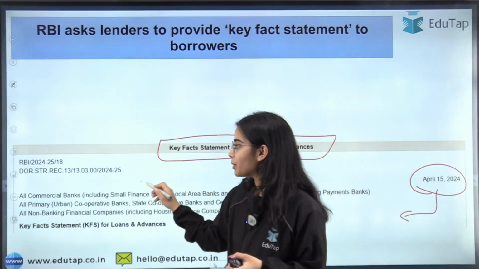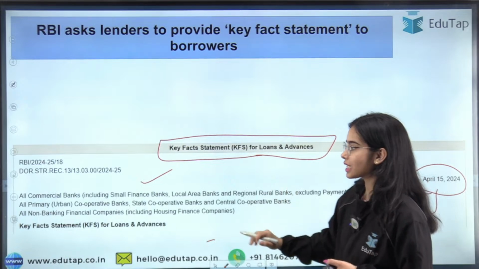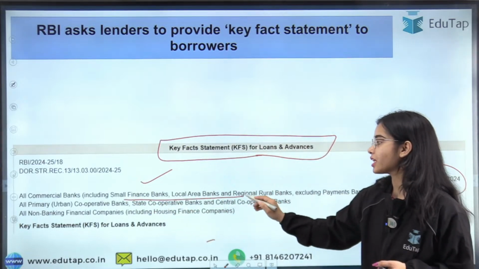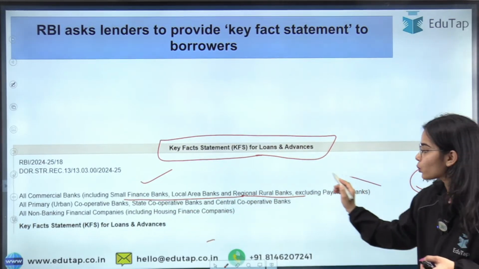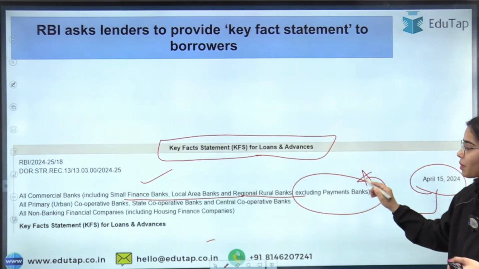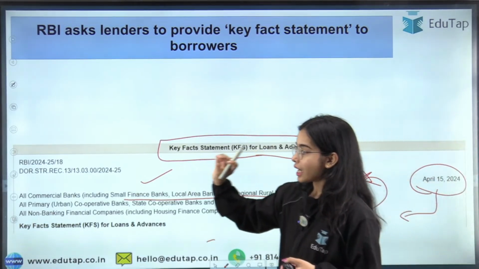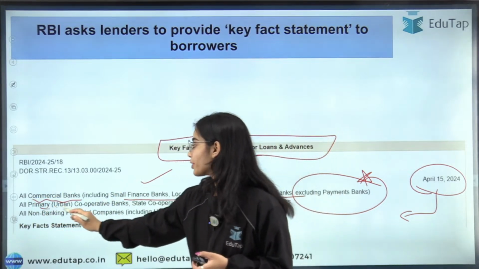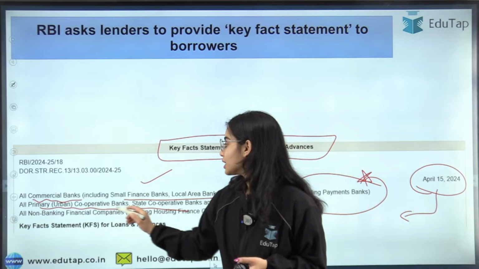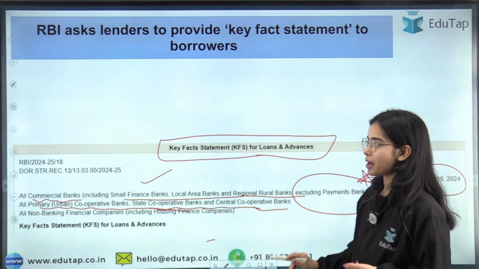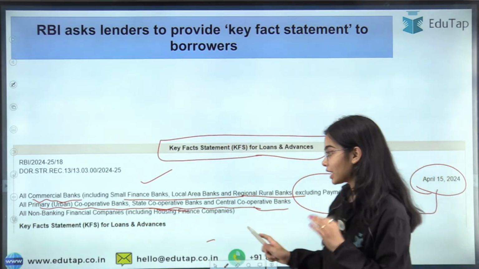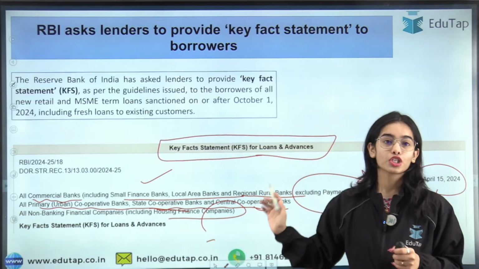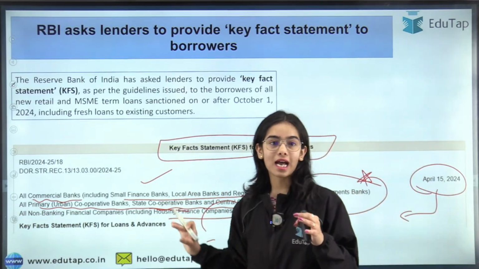Now this is applicable to all the commercial banks including the small finance banks, local area banks, regional rural banks, excluding the payment banks. So payments banks are excluded here. The inclusion is of all the other commercial banks, all the primary urban cooperative banks as well as the state cooperative banks, central cooperative banks as well as all the NBFCs including the housing finance companies. So this is the inclusion, this is the applicability.